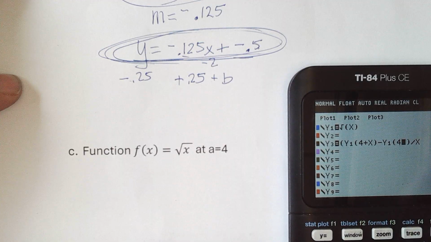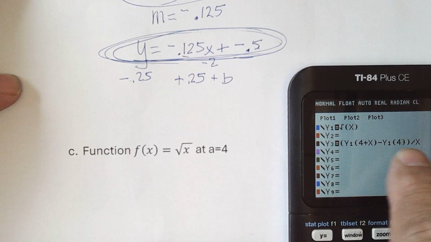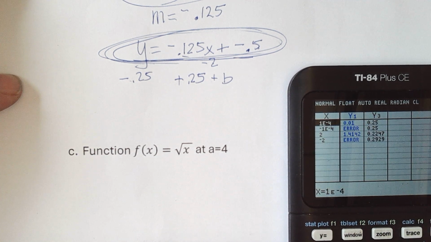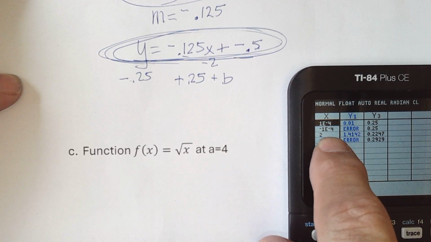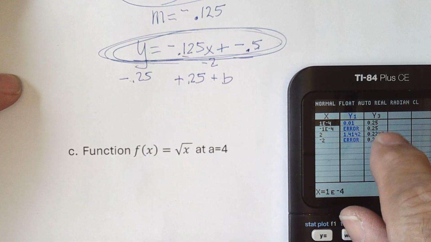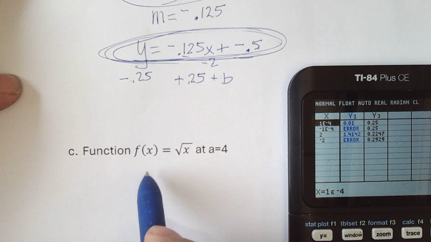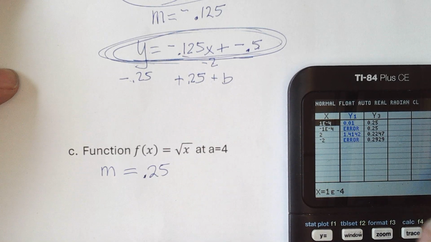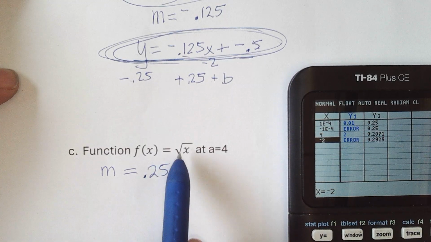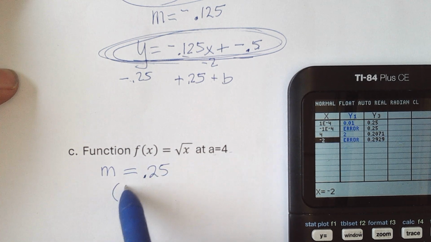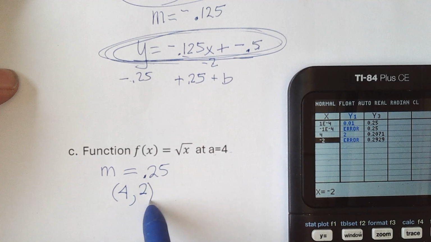Now I'm looking at it at 4, so I want to look close to 0 on y3. So I go to the second table, and those two are close to 0. This is slightly above and below. Anyway, I'm getting a slope of 0.25. And then I got to know what it's at 4, so I'm going to put in 4. At 4, square root of 4 is 2. So this graph goes through the point 4, 2.